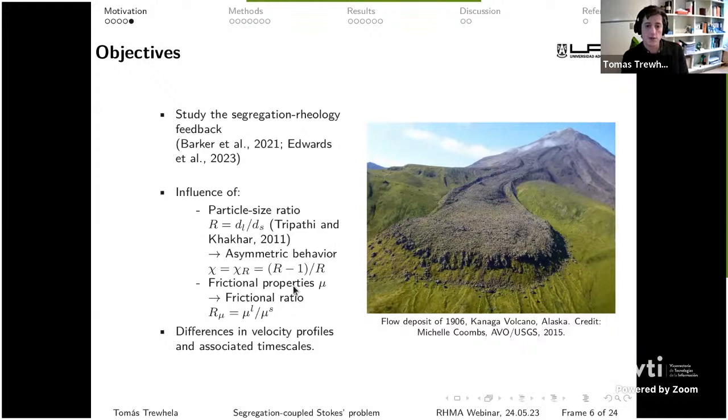But not only the size ratio is relevant, also the frictional properties. I spoke about the mu of I rheology, which is characterized by this mu coefficient. So are there any changes in the frictional properties when I change the size ratio? Then I can explore the idea of a frictional ratio as well. So I have a particle size ratio, but what if I include a frictional ratio? Then the focus will be put on the velocity profiles and the associated timescales for the processes involved.